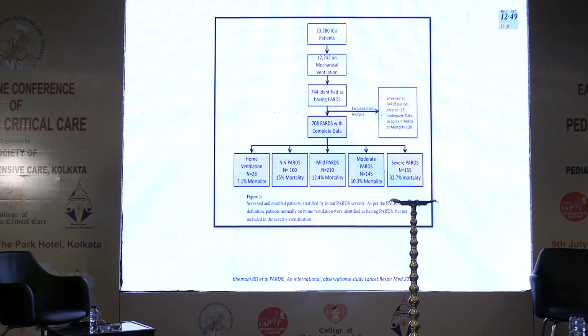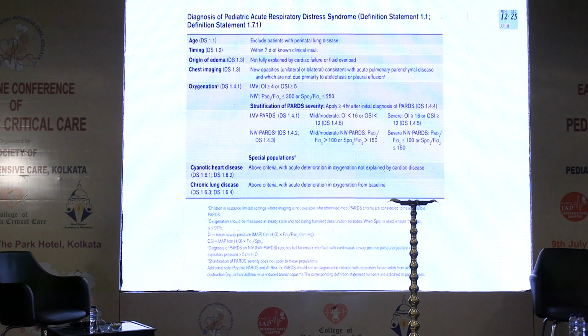So you can see over here, this is home ventilation, this is non-invasive ventilation ARDS, then the mild category, the mortality is 12.4%, in the moderate it is 10.3%, so there is no significant difference between the two, and of course in the severe ARDS the mortality is above 32%. So on the basis of these studies, they have combined mild and moderate ARDS.